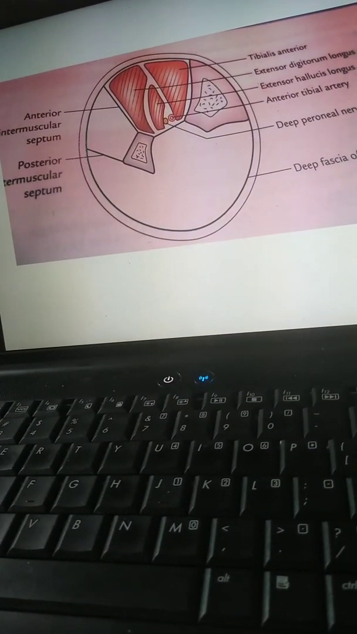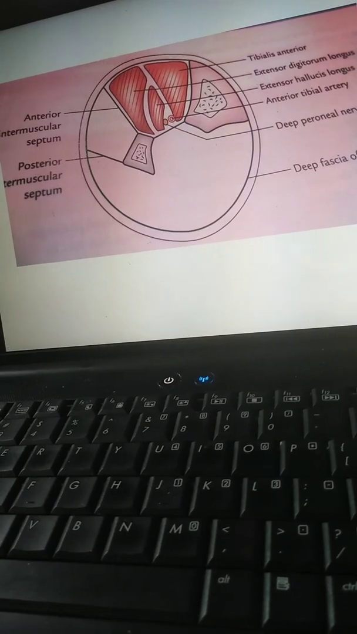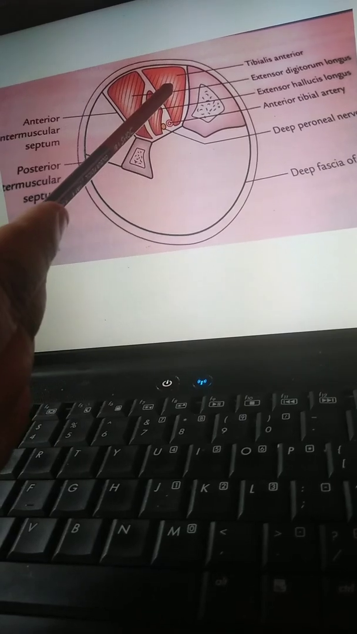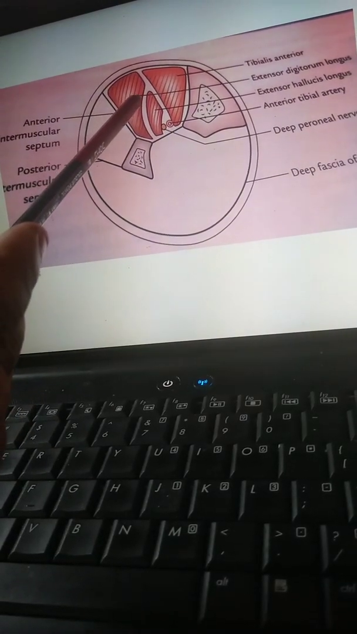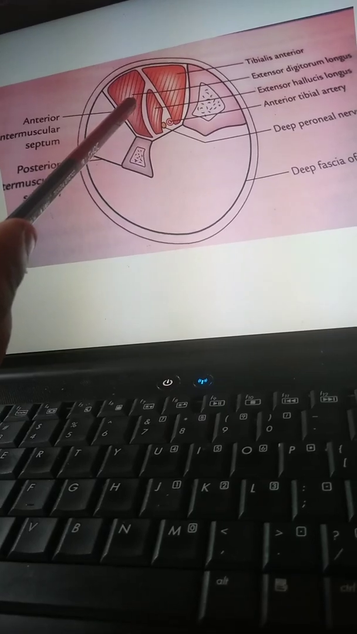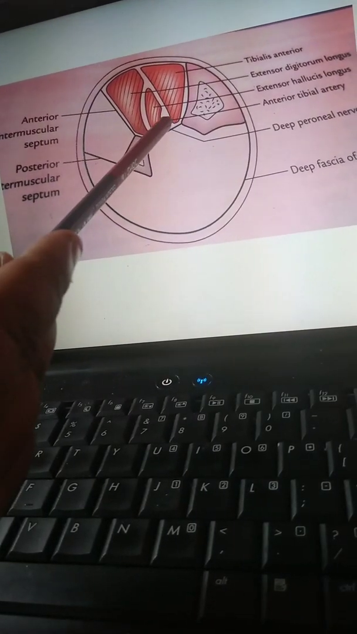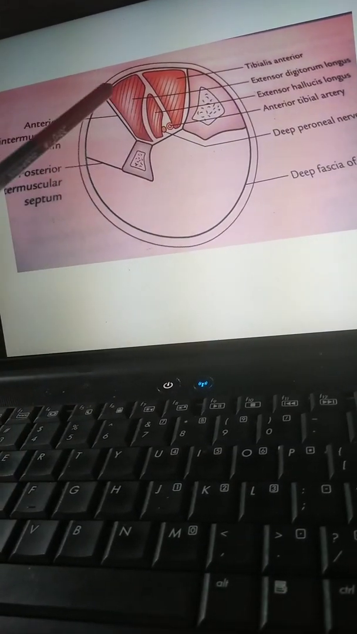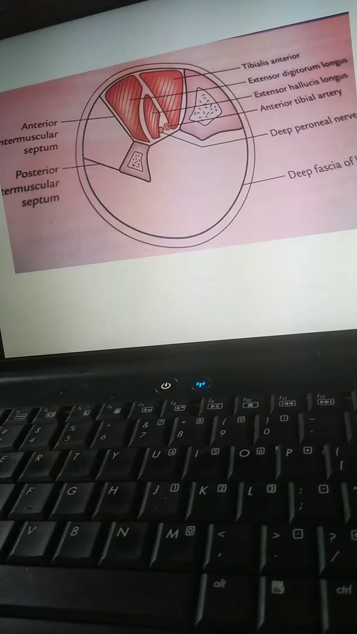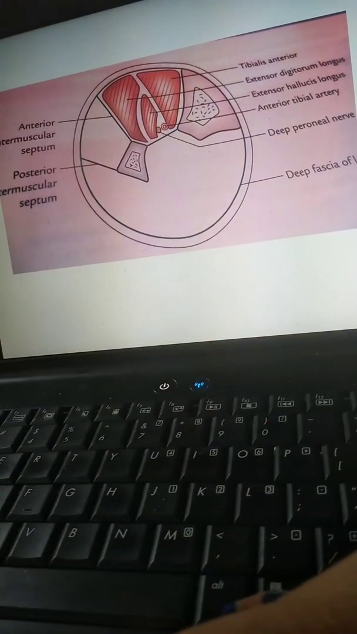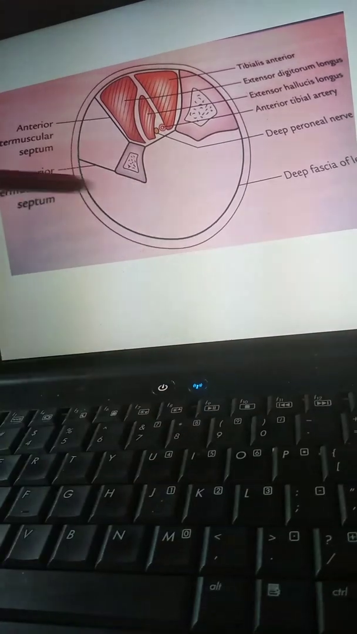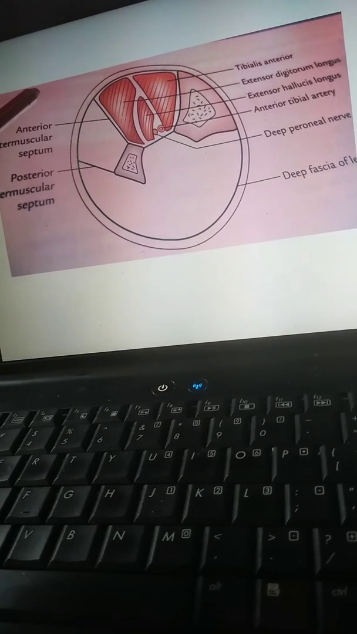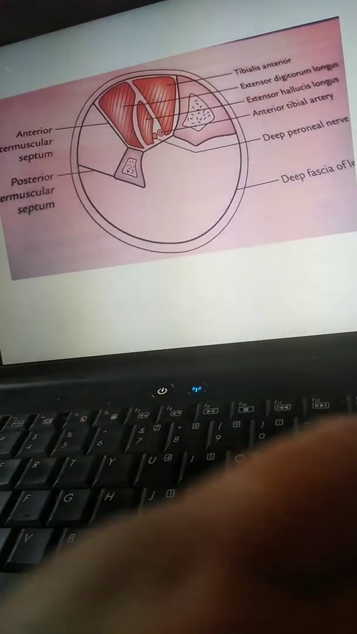Now the contents of the anterior compartment are muscles. There are 4 muscles: tibialis anterior, extensor hallucis longus, extensor digitorum longus, and peroneus tertius. Now arteries are the anterior tibial artery, and the nerve is the deep peroneal nerve, that is also known as anterior tibial nerve. All the muscles of the anterior compartment of the leg arise from the fibula, except the tibialis anterior, which arises from the tibia.